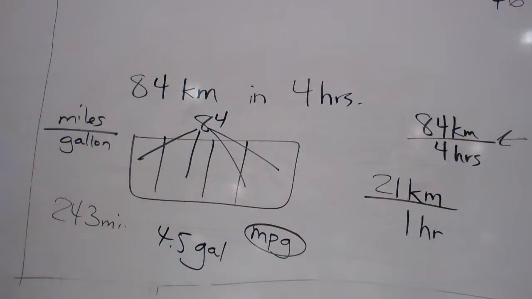We're doing 243 miles per gallon. Yeah, you do 243 divided by 4.5. Yes, very good. What did y'all get?